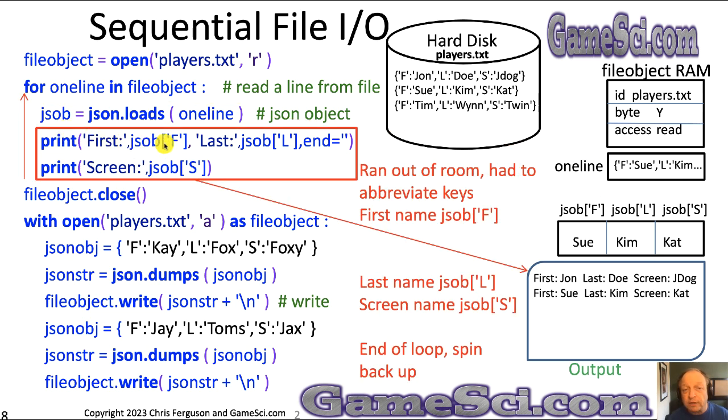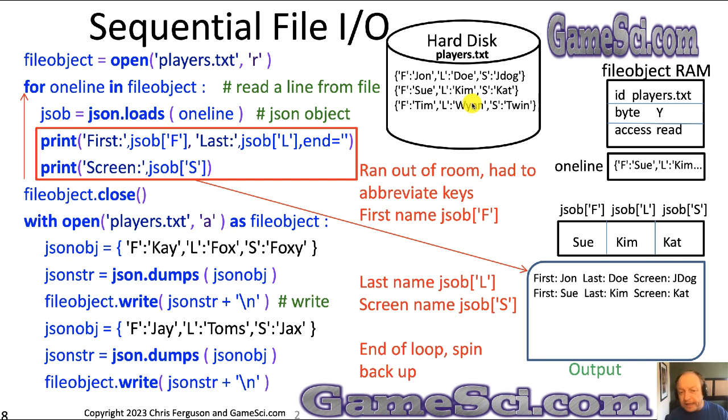So let's use our JSON object or our dictionary to print out the first name, the last name, and the screen name of the user being stored in the file. And you could see, boom, the data comes out on my output screen. Sorry, once again, I apologize. I just ran out of room. F is basically shorthand for first name. L is shorthand for the last name. And S is shorthand for the screen name. You know, this may be a list of users in my online game, and normally I'd use first name, last name, and screen name, but I ran out of room.